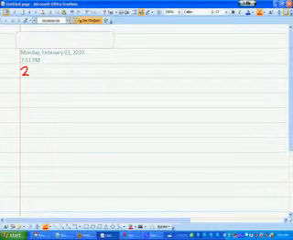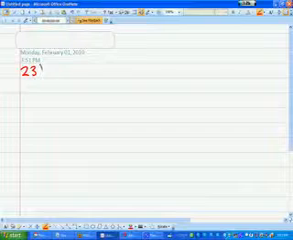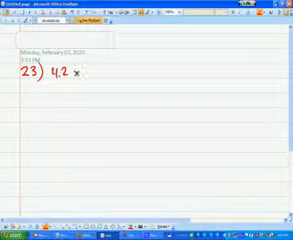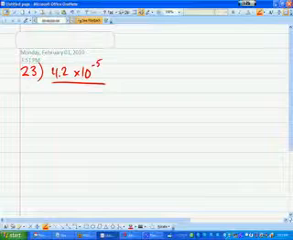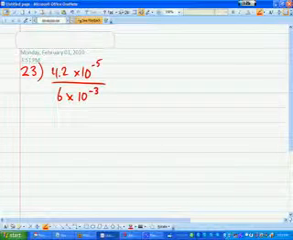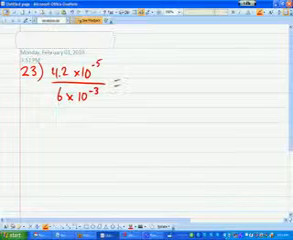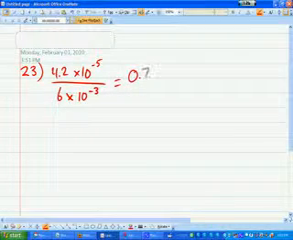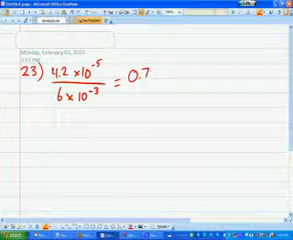Number 23 has 4.2 times 10 to the negative fifth, and that's divided by 6 times 10 to the negative third. All right. Now, this one we usually do in parts. Since it is scientific notation, what I'm looking at right now is this 4.2 divided by 6. And that 4.2 divided by 6 happens to be 0.7. All right, if you just punch that into a calculator, that's 0.7.